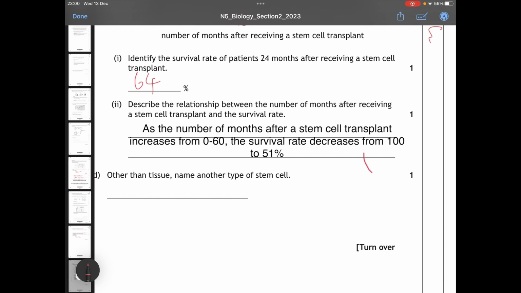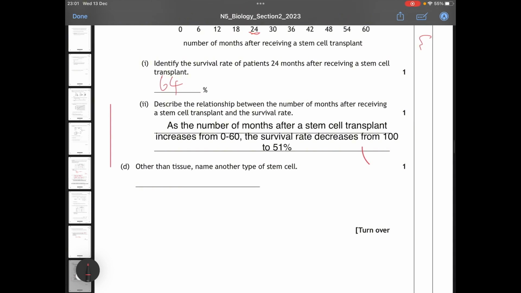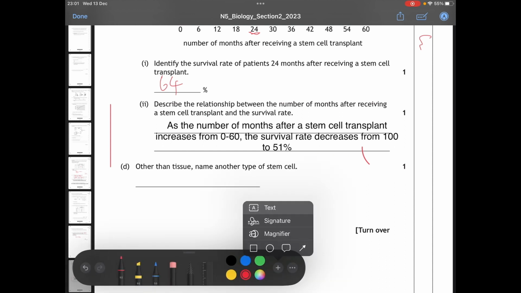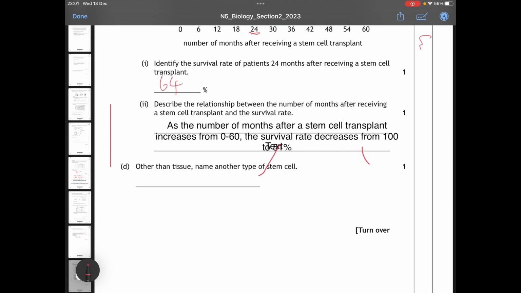Okay, and the last one again, they're mixing up a bit here. They've got some skills questions and some knowledge questions. So question D there is knowledge from your course. Other than tissue stem cells, name another type of stem cells, and you should know that there are tissue stem cells and there are also embryo or embryonic stem cells, as you might have learned them as. Okay, so we'll put a wee final answer in there. My pen's back working again. Excellent, okay, so embryonic stem cells.